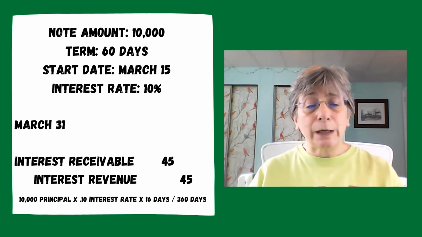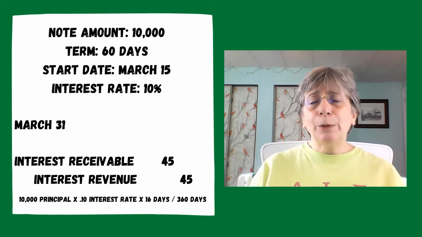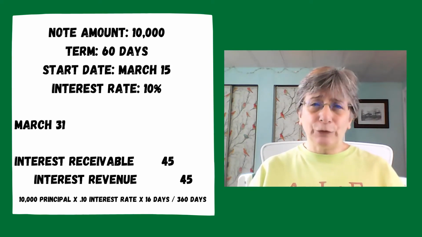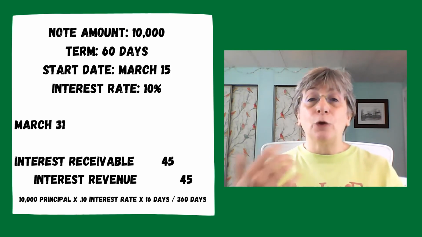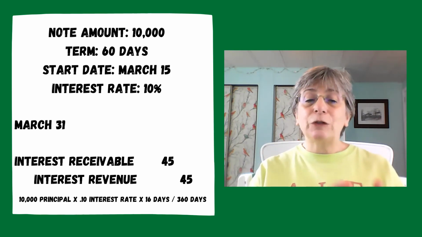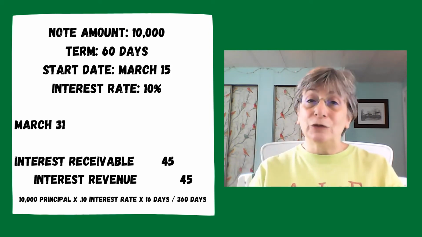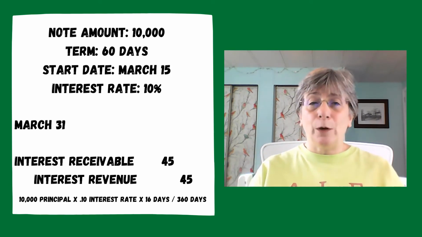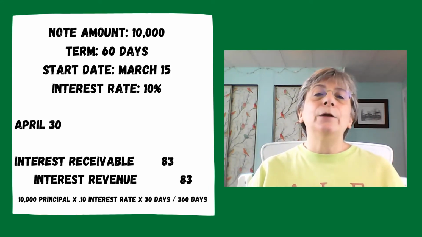And how are we going to figure that out? Well, we're going to take our principal of $10,000, multiply it by our interest rate of 10%, and then we're going to multiply that by the number of days divided by the total number of days. So 16 days divided by 360 days, or 365, depending on what your textbook is doing. So that gives us $45. I rounded up on that. Then the next thing we have to do is at the end of April.